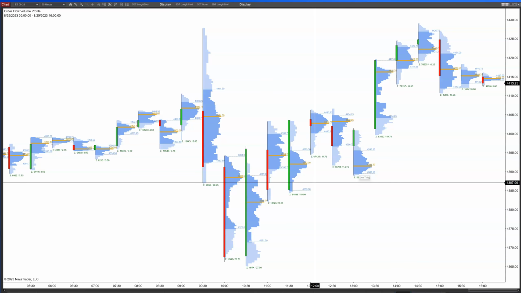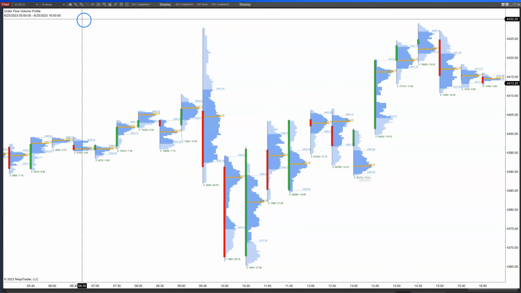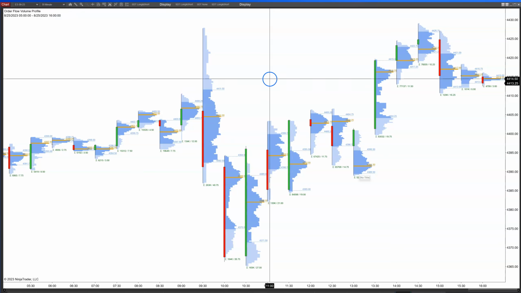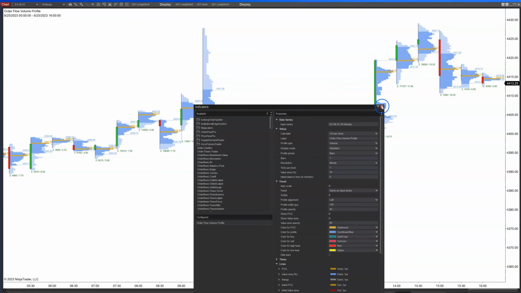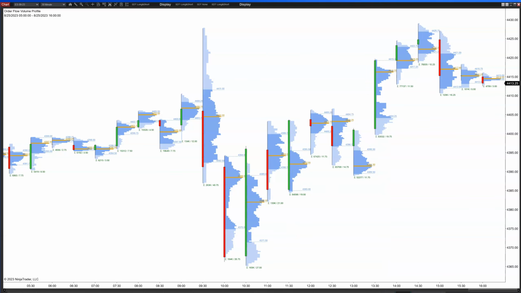But I'm going to show you there are generally minute differences between using 68% versus 70%. This is a volume profile, a 30-minute chart in E-minis. It's set at 70%. You can see right here, value area percent. Let's compare them really quick.